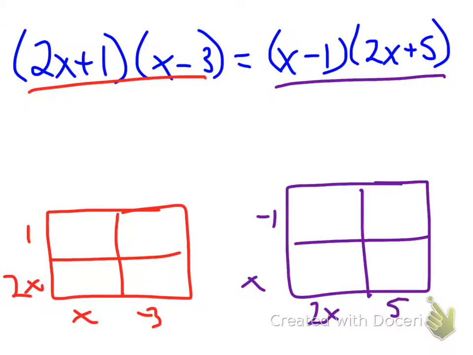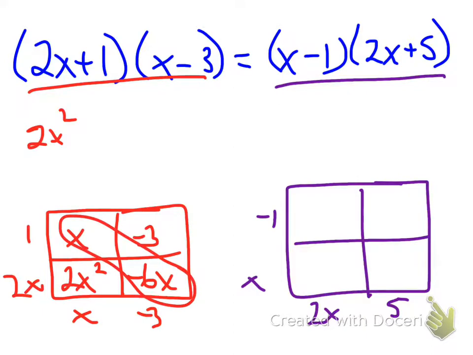So I'm going to do the red one first. Bottom left corner, 2x times x is 2x squared. Above that, 1 times x is 1x. Bottom right, I have negative 3 times 2x for a negative 6x. And the top right, I have a negative 3. So now I'm going to rewrite this side as 2x squared, combining my like terms, negative 5x minus 3.